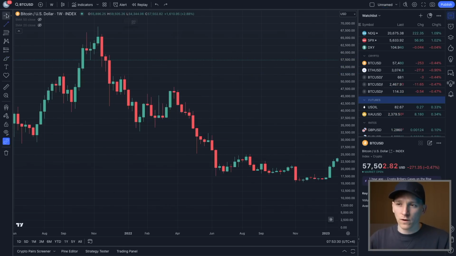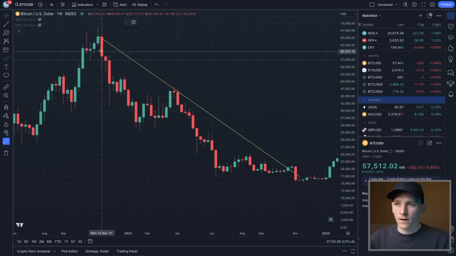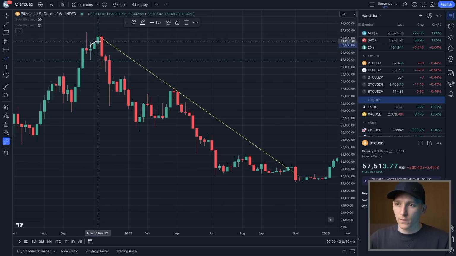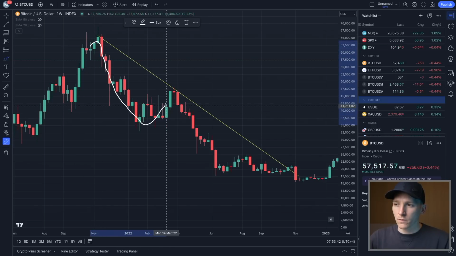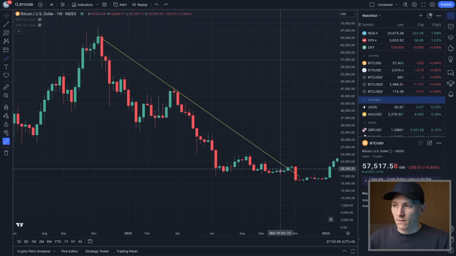Now we can do that with trend reversals as well. So this is clearly a downtrend right here. As we can see, this is the Bitcoin price hitting an all-time high and then entering the bear market. That was the end. And then we have this reversal, we have a low, we have a lower high, and we move down.